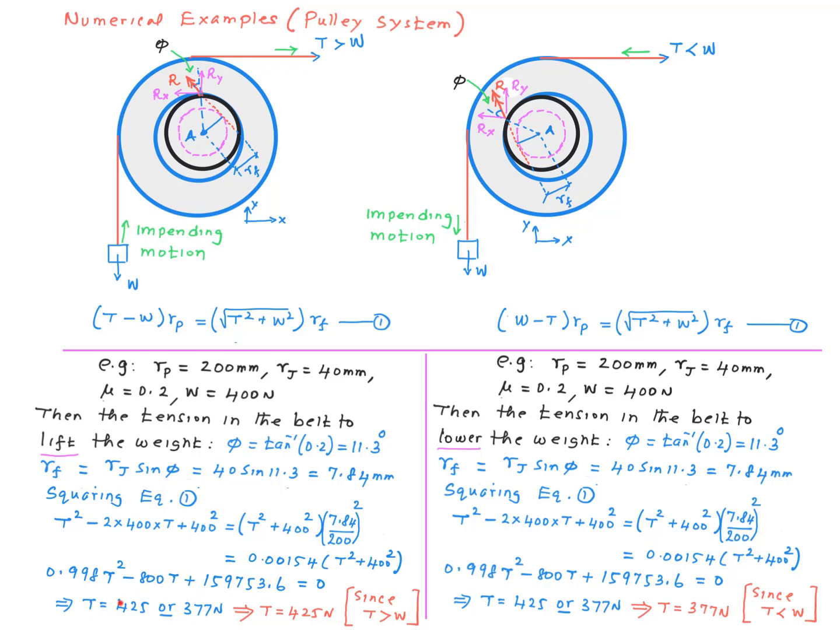So which is the correct solution? Well, for this case we know T has to be greater than W, right? And therefore 425 Newton is the correct answer because W is 400 Newton. For this case, for the same set of parameters, we end up with the same two values for T. So which of these two is the correct value for T? Well, in this case, T has to be less than W, right? And therefore 377 Newton is the correct answer here.